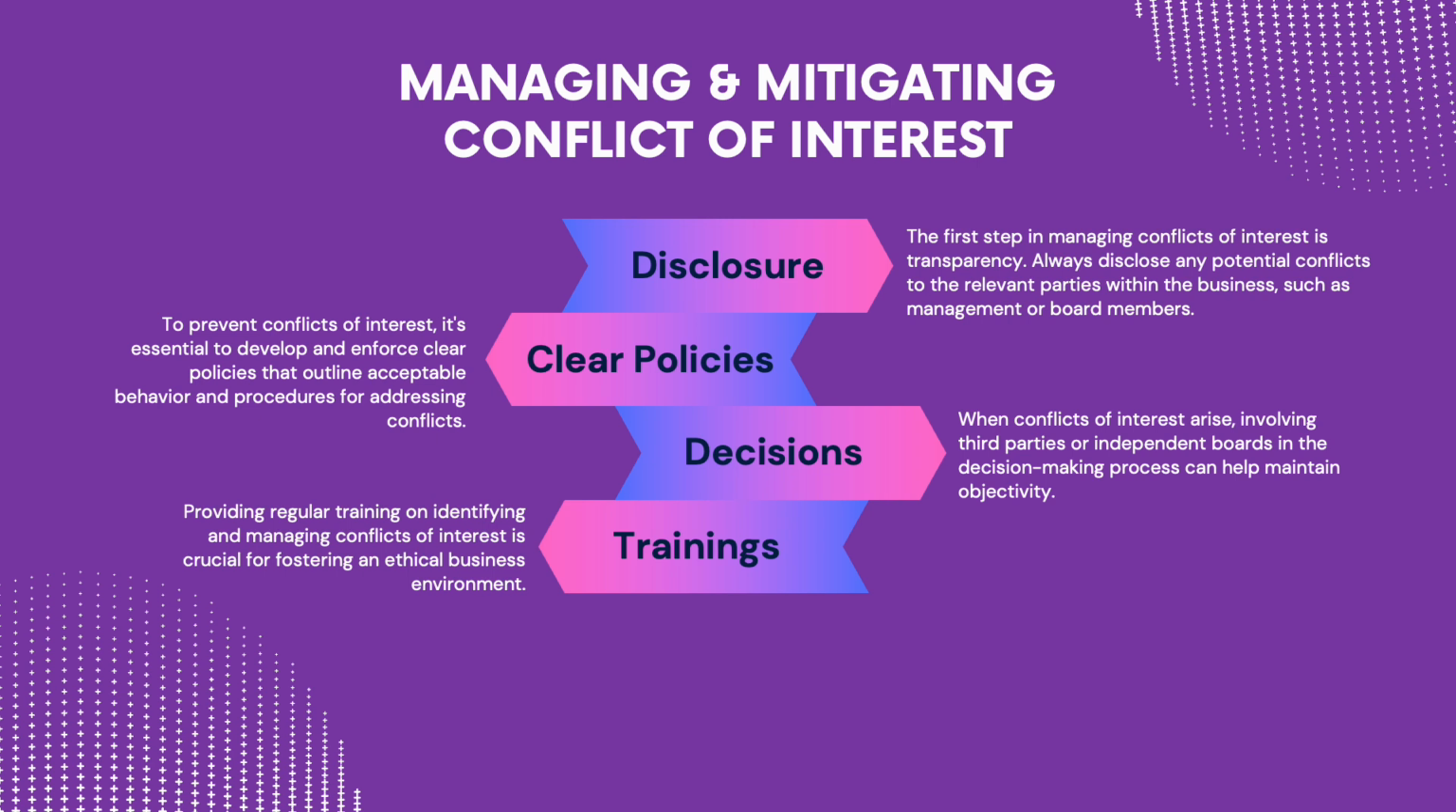Number 3, independent decision making. So when conflict of interest arises, involving third parties or independent boards in the decision making process can help maintain objectivity. This means that you're bringing several stakeholders to the table to decide on something, and that way everyone is being objective. You as a business owner are not just the one making the sole decision. Now you're involving other people in, and this approach actually ensures decisions are made in the best interest of the business, free from personal biases or conflicting interests.